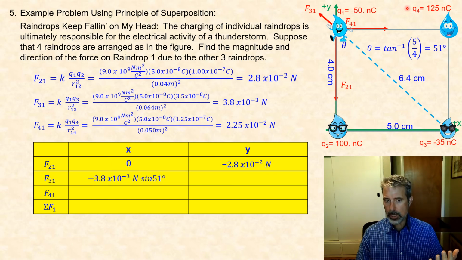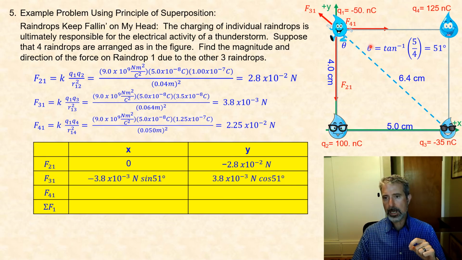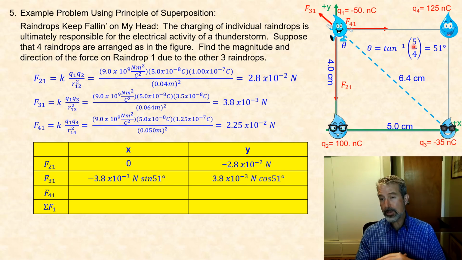in which case F sub 3(1), the x component, which is negative, is expressed by taking the magnitude of F31 times the sine of that angle, and the y component is positive, so taking the magnitude of F sub 3(1) times the cosine of this angle here. You will notice that the angle I chose, theta, requires that we specify the x component as a sine and the y component as a cosine.